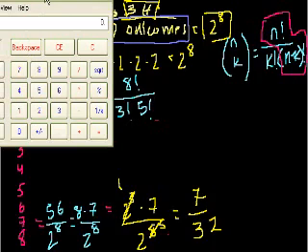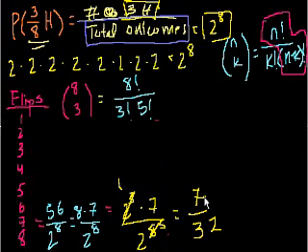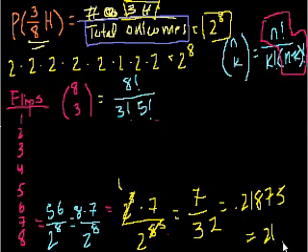There it is. Okay. 7 divided by 32 is equal to 0.21875, which is, if I were to round roughly, 21.9% chance. So there's a little bit better than 1 in 5 chance that I get exactly 3 out of the 8 flips as heads.